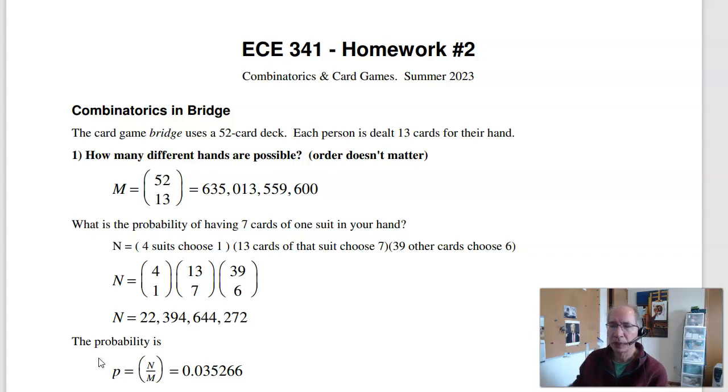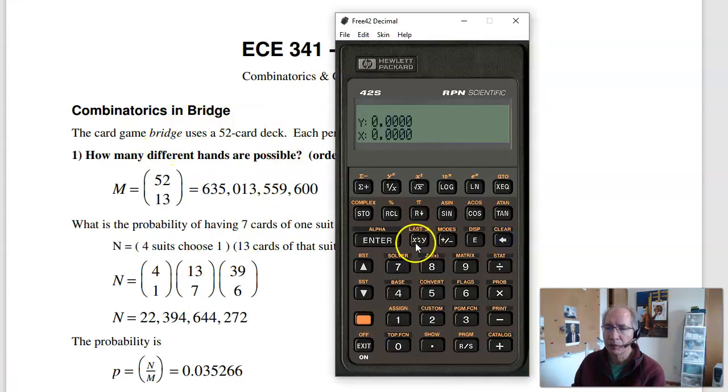Well, that would be combinatorics. 52 choose 13. And for those who use HP calculators, that's under probability, under second probability, that's combinatorics permutations. So if we do 52, enter 13, combinations, 635 billion different ways of doing that.